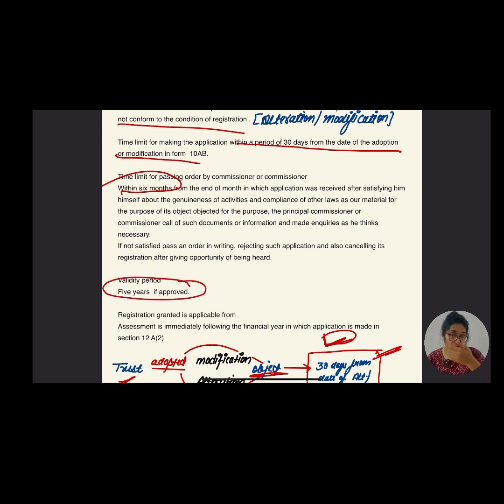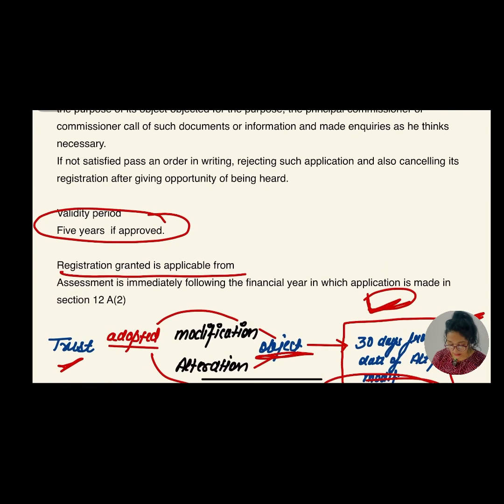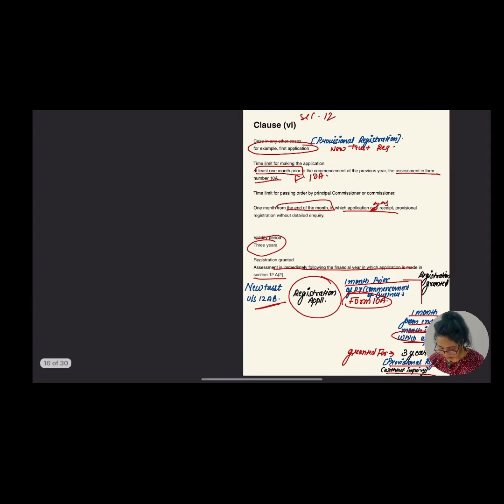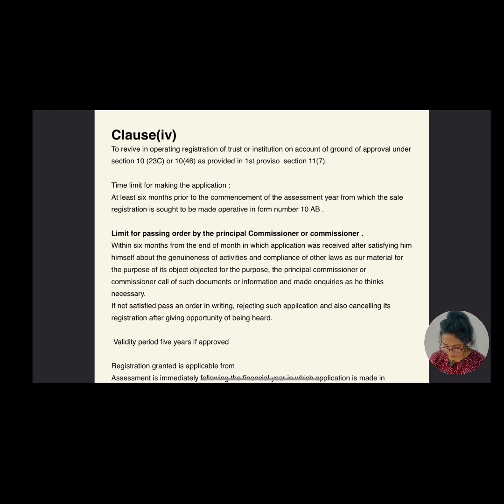But what if, in that inquiry, the Principal Commissioner was not satisfied? The trust registration would be cancelled, okay, but an opportunity of being heard would be given. Registration is granted in an application from the assessment year immediately following the financial year in which the application is made under section 12A subsection 2. There is one more case, okay, you need not go for this, it is not that important, I guess.